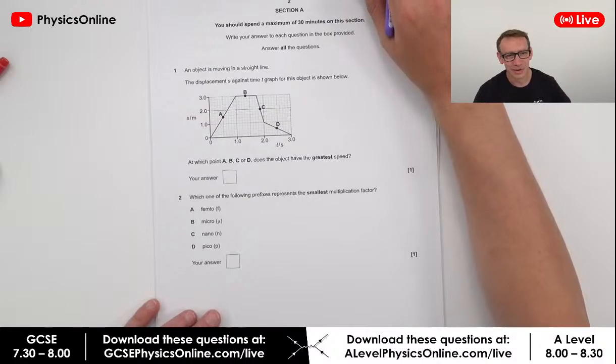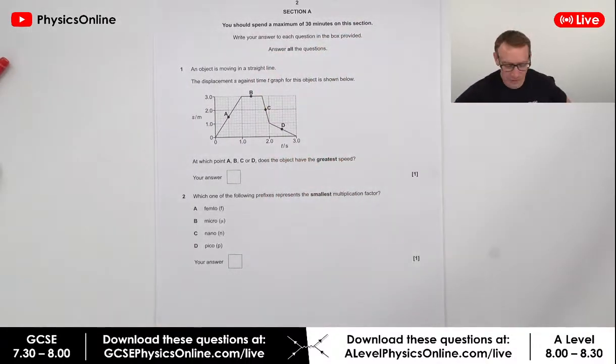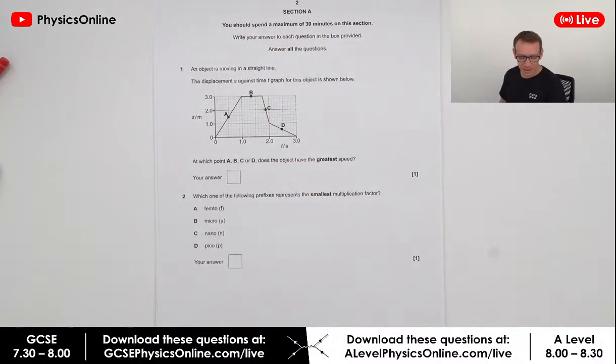I know you'll have done the paper already, Mardy, but there's probably other stuff I've done that you haven't seen yet. Right, so an object is moving in a straight line. The displacement against time graph is shown below. Which point does it have the greatest speed?